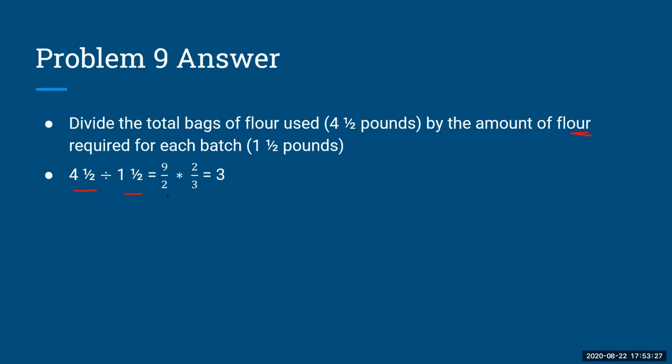So you convert these to improper fractions. The improper fraction of this is 3/2. So you take the reciprocal of 3/2, which is 2/3, and you can cross reduce to get 3. So the factory makes 3 batches of cookies.